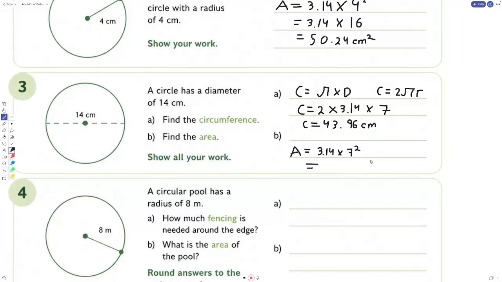What is that? So we know that the radius squared is going to be 49, because 7 times 7 is 49, right? And we're going to do 3.14 times 49. I'm running out of space here, so I'm just going to write it here. And that's going to equal 153.86 centimeters squared. All right. And that would be the final answer there.